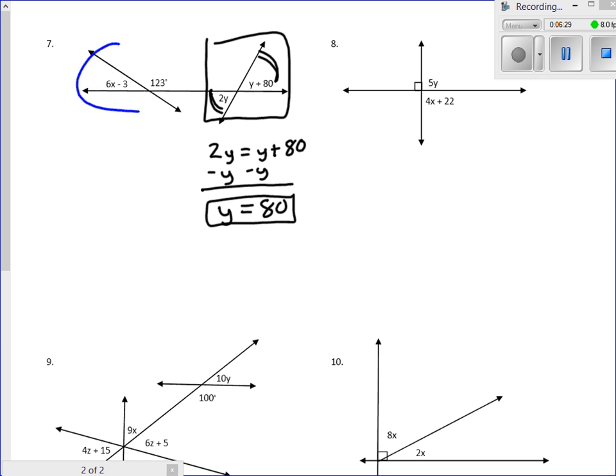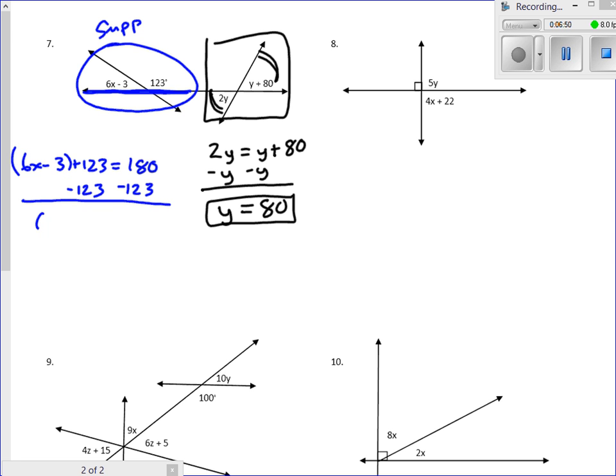Now let's go back and look at this particular one. These two angles together, they're not across from each other anymore. They're right next to each other, and they form a line. These are supplements, which means 6x minus 3, that angle, plus 123 equals 180. So here again, I can subtract 123. You could have combined like terms at the beginning. I'm left with 6x minus 3 on this side, and 180 minus 123 is 57. Now, add 3 to both sides. So 6x equals 60. Divide both sides by 6. x equals 10.